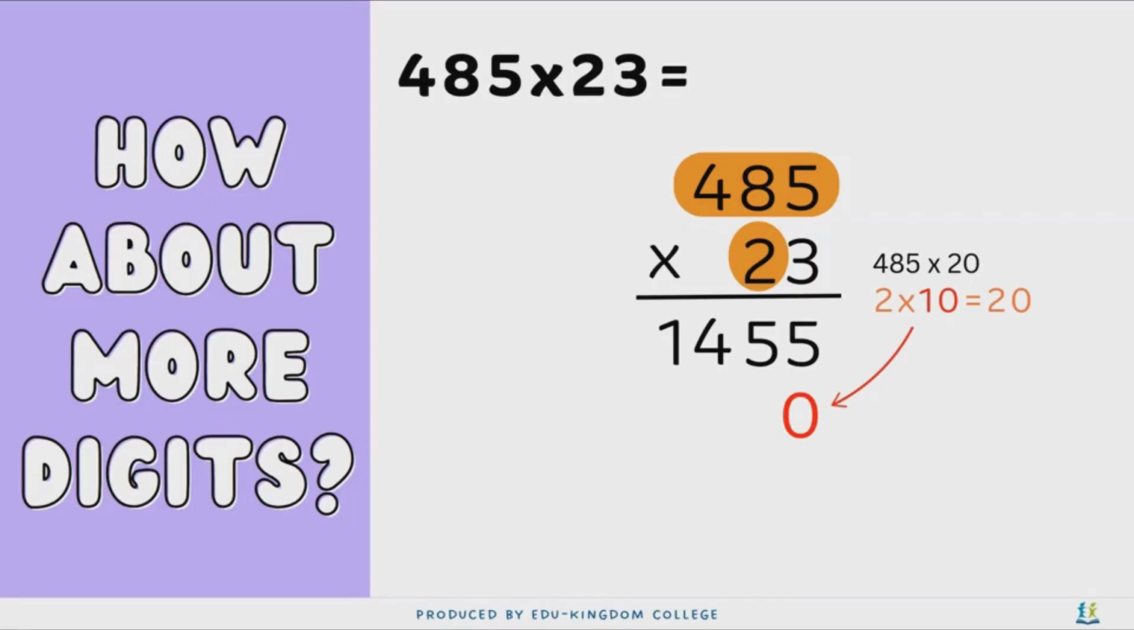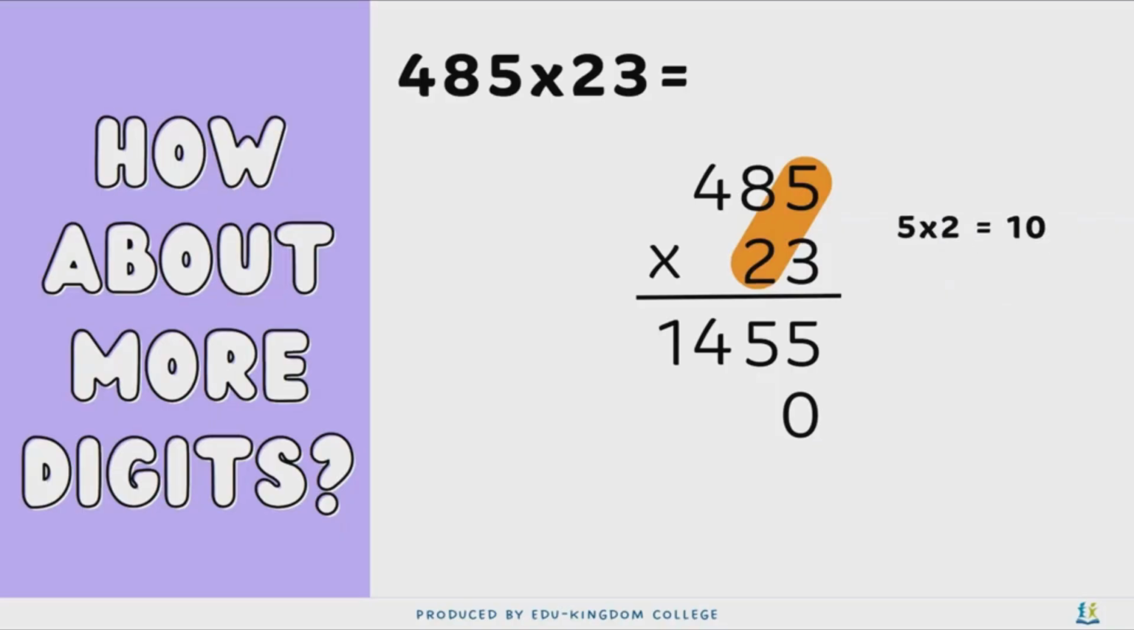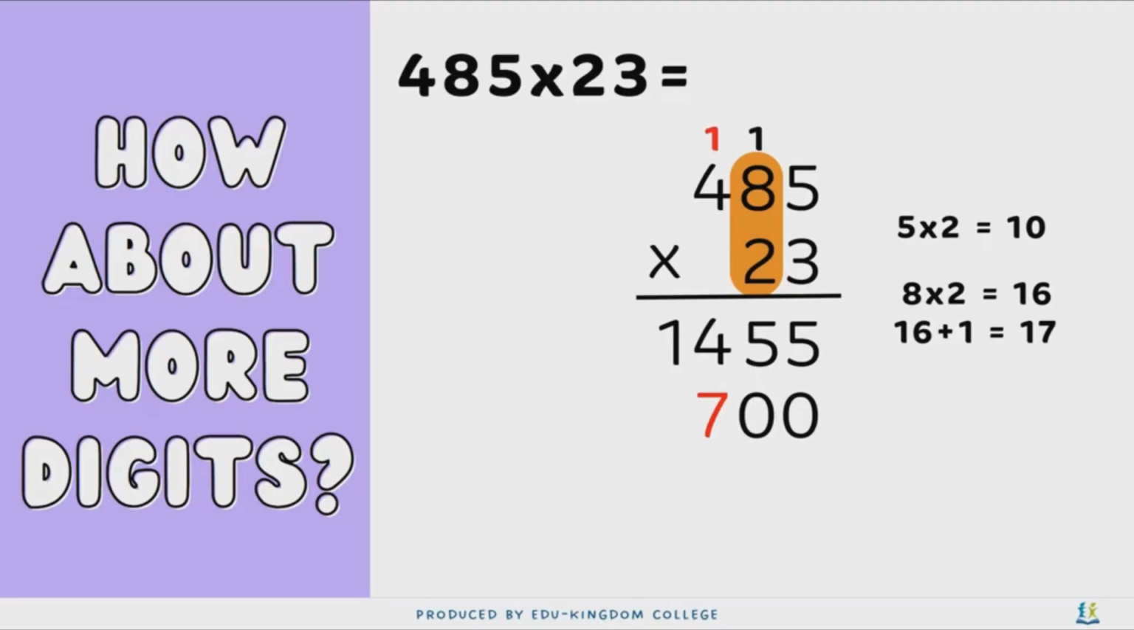After we have worked out the magic 0, we can just times this number, 485, by the 2 individually like we'd learned earlier. I have 2 times 5, which gives me 10. Carry over the 1. 8 times 2 gives me 16. 16 plus the 1 gives me 17. Put the 7 down, carry over the 1 again.